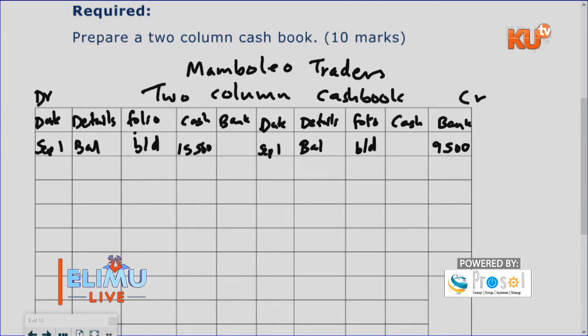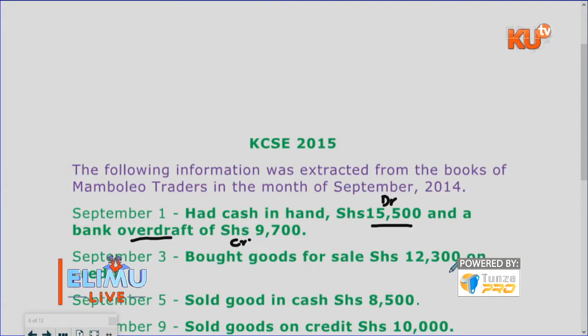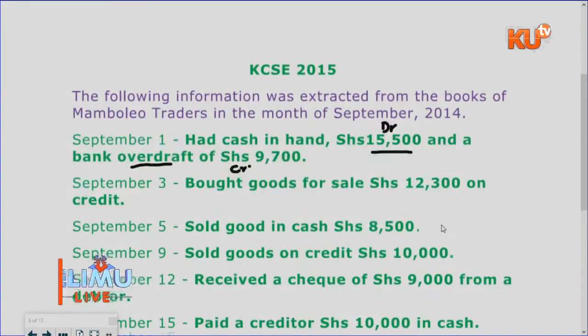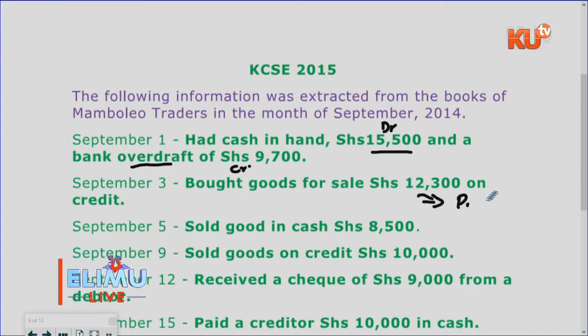Again, we'll go to the second date. On September 3, bought goods for sale 12,300 on credit. Again, students, is this transaction leading to money in or money out? Now, this is purchases on credit. When we have purchases on credit, we don't record in the cash book. This one is captured in what we call the purchases journal, or purchases daybook, or purchases diary. So we will not record the transaction on September 3.